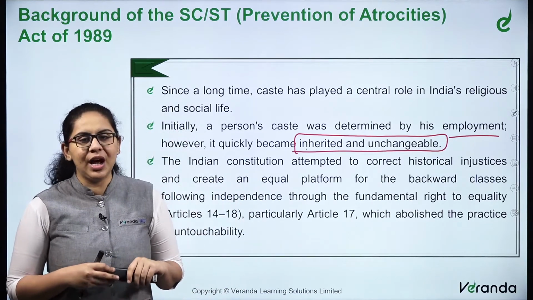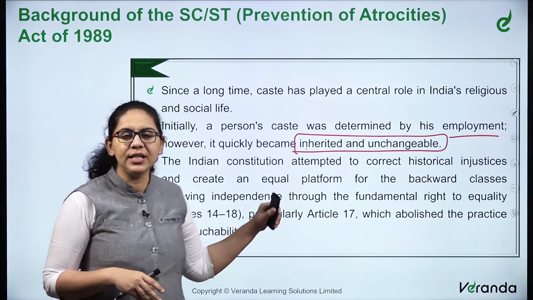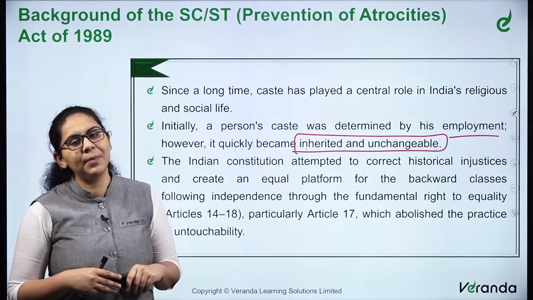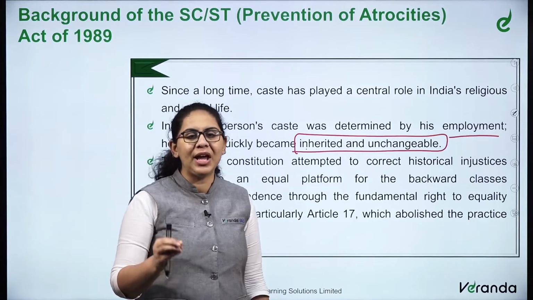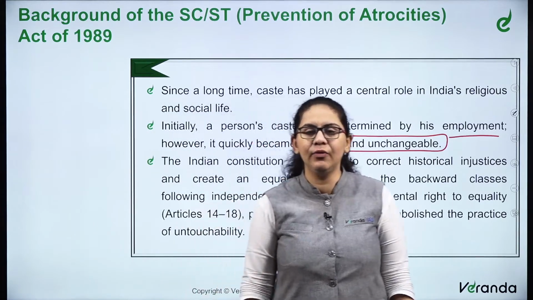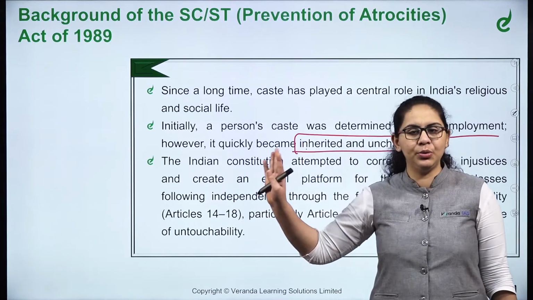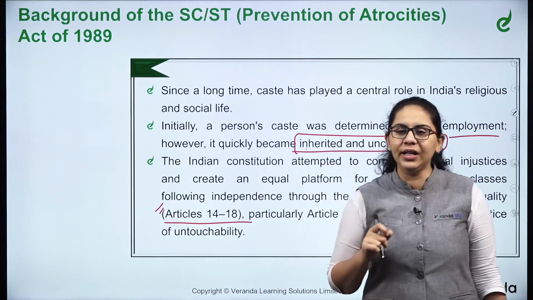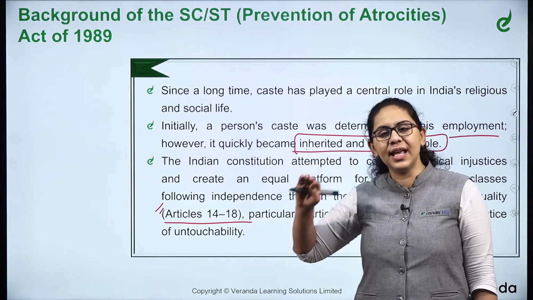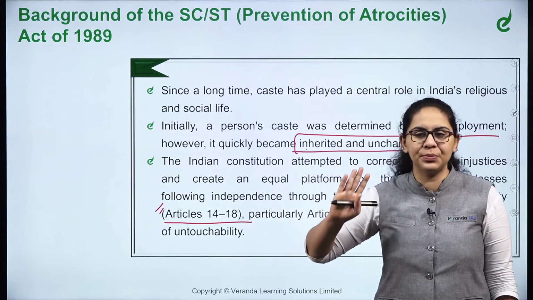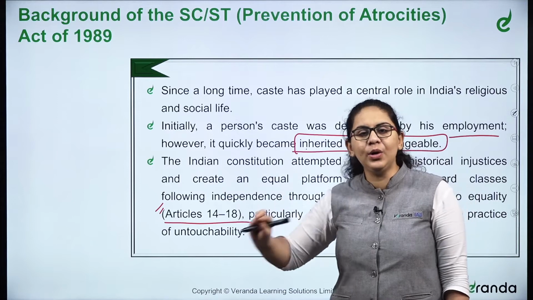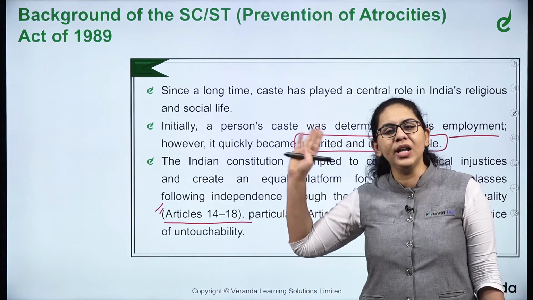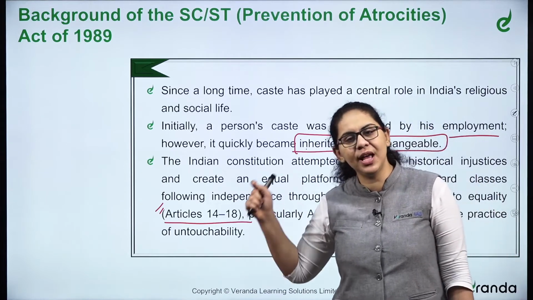So, the Indian Constitution attempted to correct historical injustices and create an equal platform for the backward classes following independence through the fundamental right to equality. The fundamental right to equality was given by the Indian Constitution, Article 14 to 18. We know fundamental rights, you all have studied them in the polity syllabus. Right to equality, Article 14 to 18. What does it say? It says that everyone is equal in the eyes of law, right? But for that equality also, we need to give some special provisions for the people who were unequal for years. Our Constitution has given those.